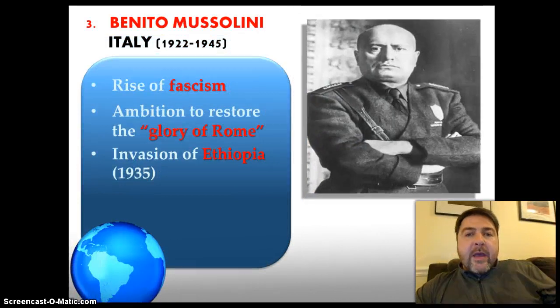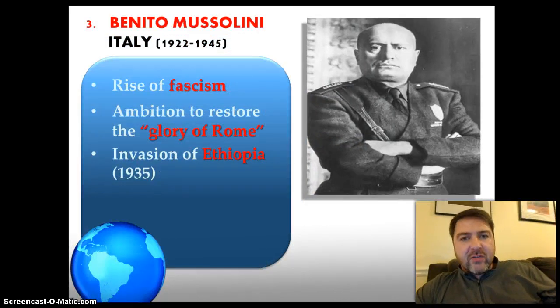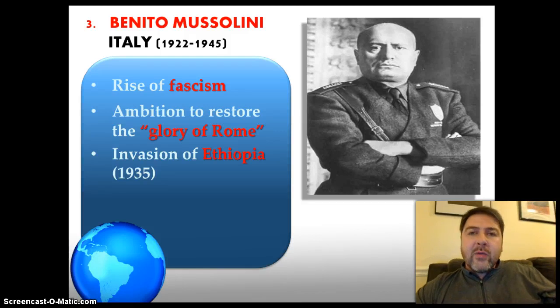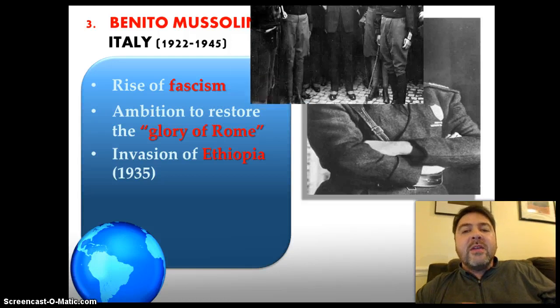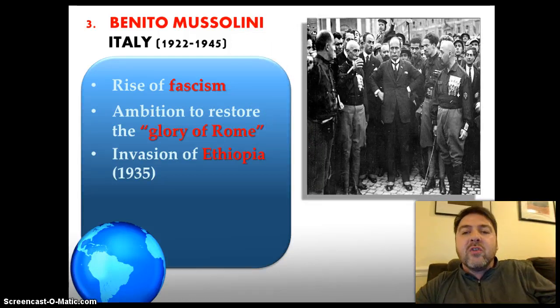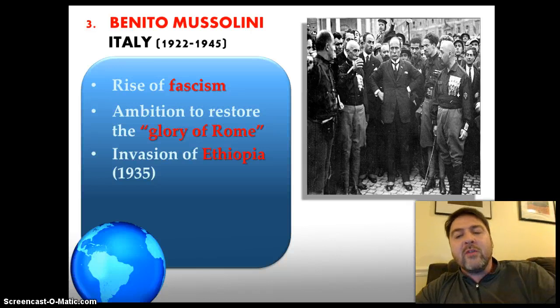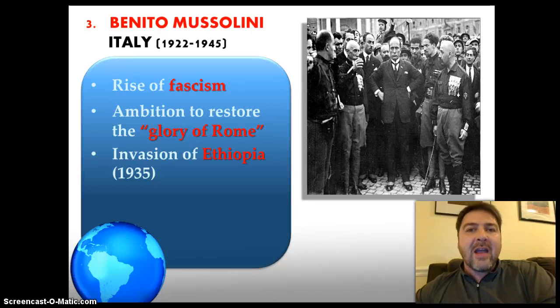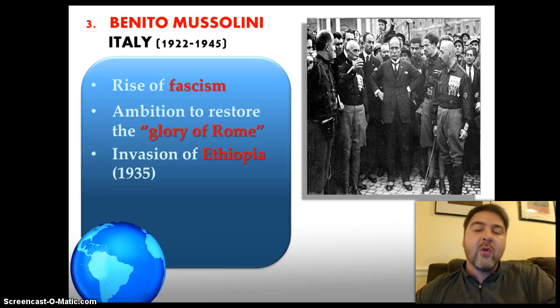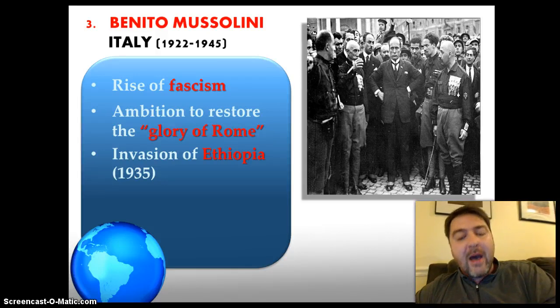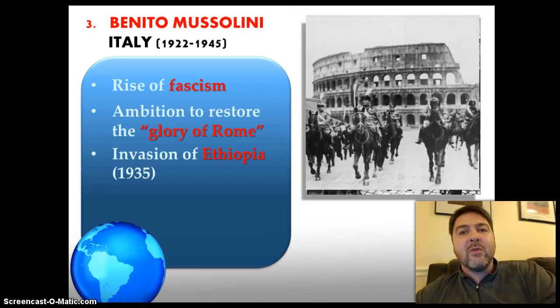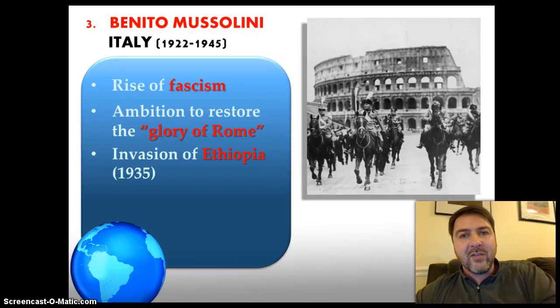Okay, we move on to Italy and the Italian fascist dictator Benito Mussolini, who rules from 1922 until his death at the end of World War II in 1945. We want to associate the word fascism with Mussolini. Mussolini has this ambition to bring back the glory of Rome. He saw himself really as a second Julius Caesar, that he was going to restore the Roman Empire. In fact, here we see Mussolini on horseback in front of the Colosseum.